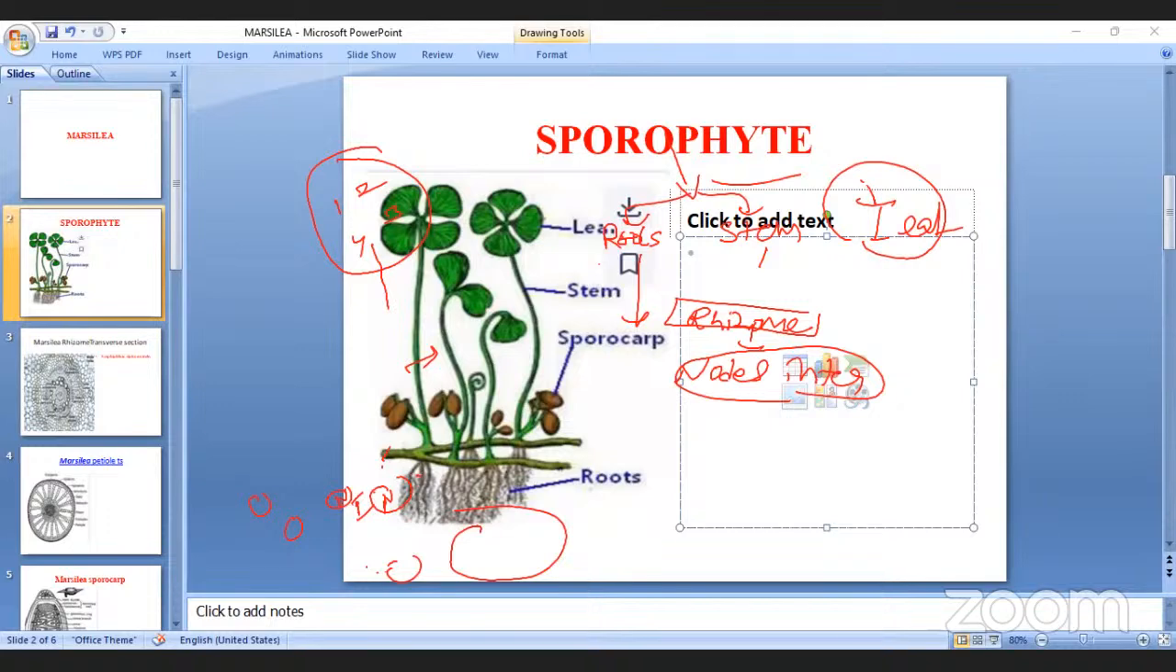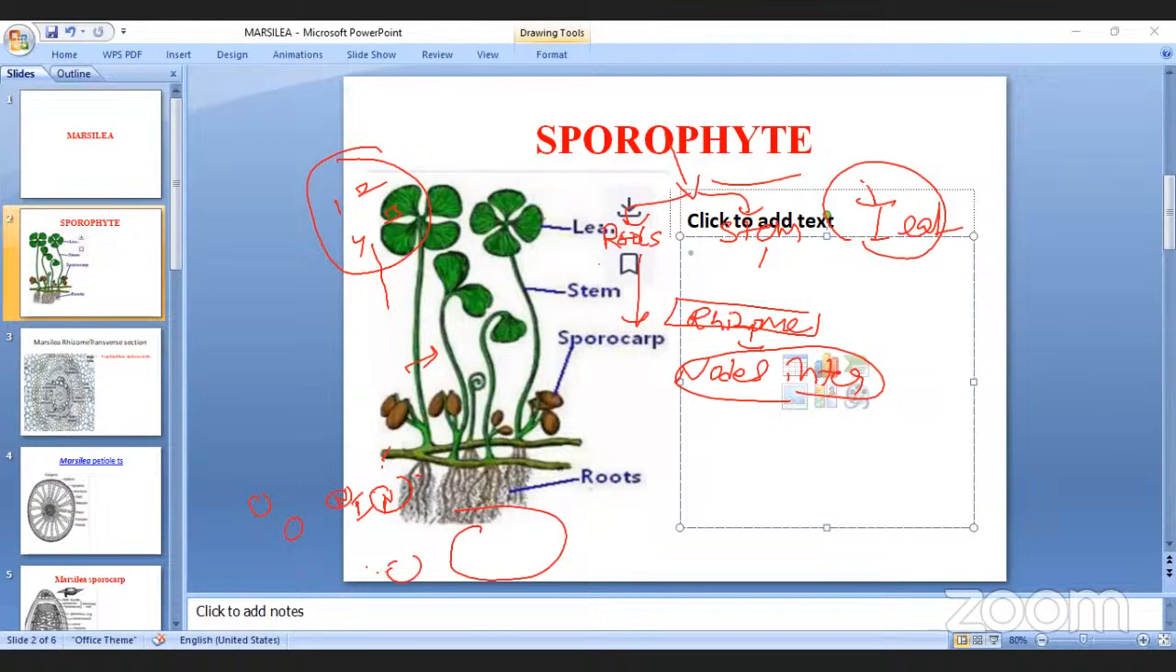So first of all, tell me, what is the dominant stage in Pteridophyta, either sporophyte or gametophyte? Obviously, sporophyte. Of course you're right. Antheridium and archegonium are reproductive organs, no doubt at all. But I'm asking about the sporophyte reproductive part. What is produced by sporophytes at the end of their life cycle?